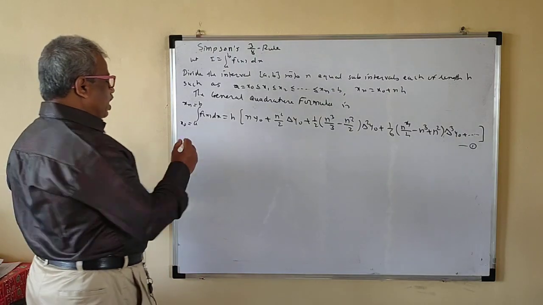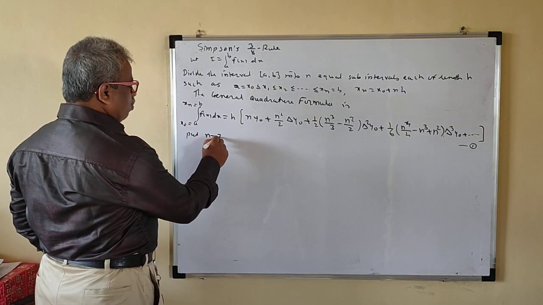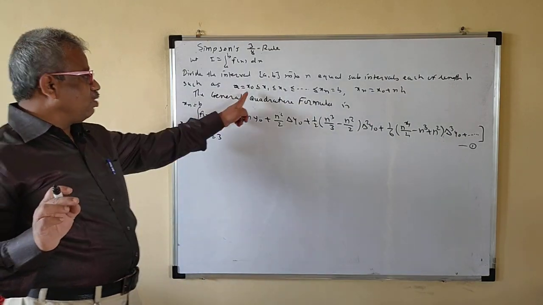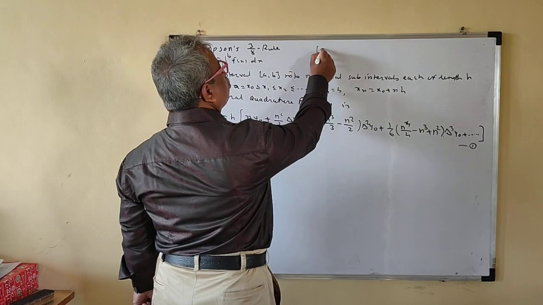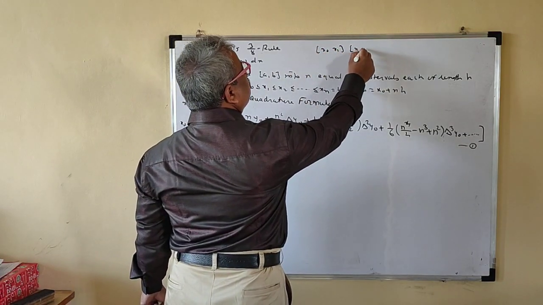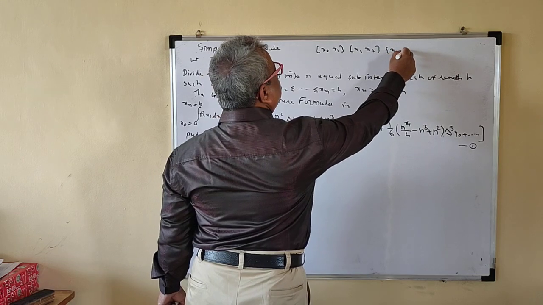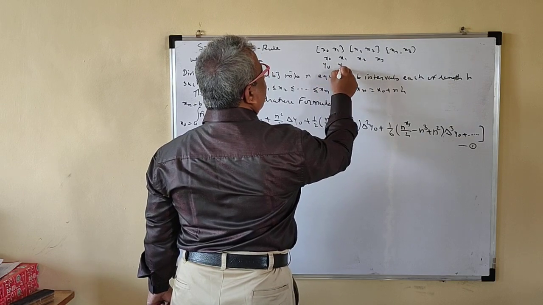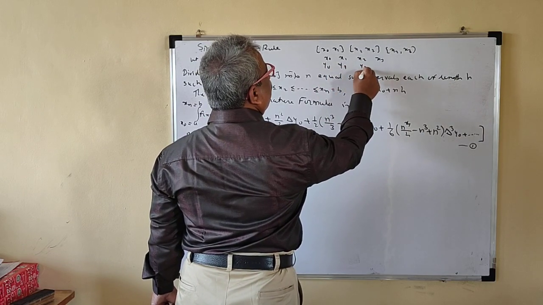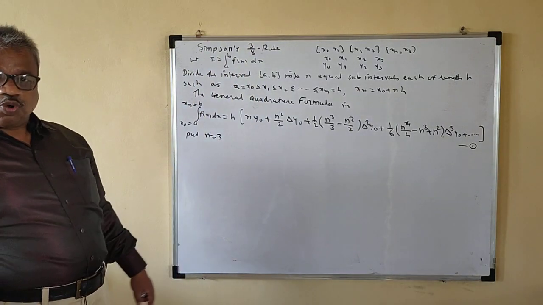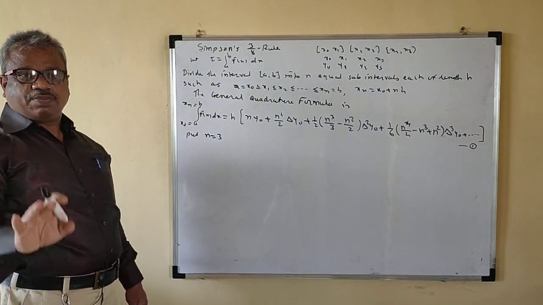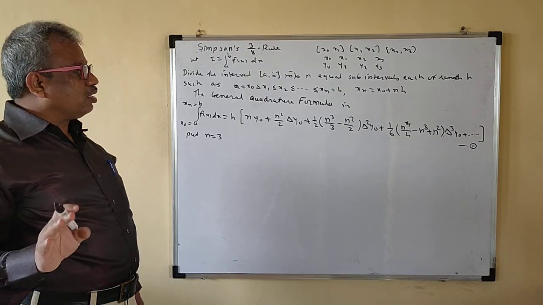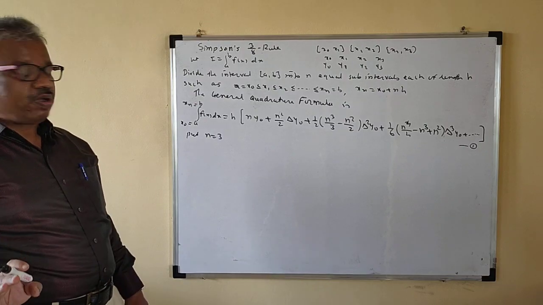For this, we have to put n is equal to 3. So n is equal to 3 means 3 intervals are there: x0 to x1, x1 to x2, x2 to x3. That means we have x0, x1, x2, x3, and the values y0, y1, y2, y3. So these are 4 values. That means the third difference is constant and the fourth difference is 0. That means delta to the power 4 y0 is 0.